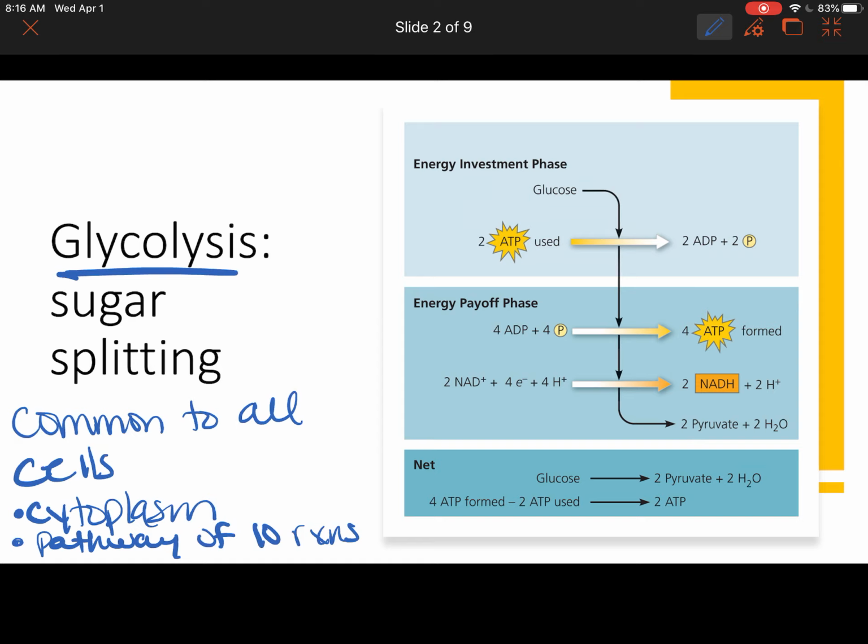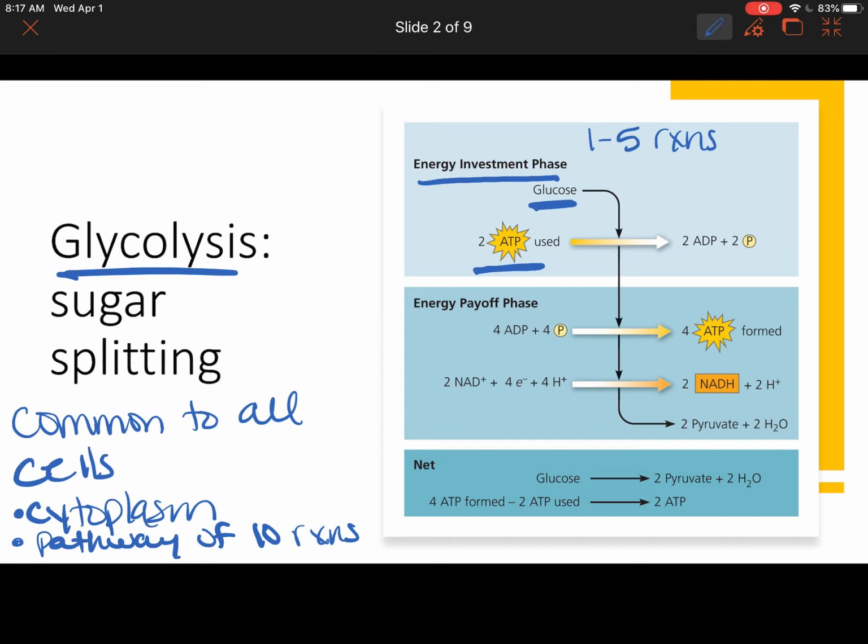We can subdivide glycolysis into 2 phases. The first phase is the first 5 reactions, and it is called the energy investment phase. Okay, so glucose is the starting substrate for glycolysis, and glucose, you know, is a sugar. It has a lot of energy stored in its chemical bonds. But remember, every chemical reaction has activation energy. And in the first 5 reactions of glycolysis, we actually use up 2 ATPs.